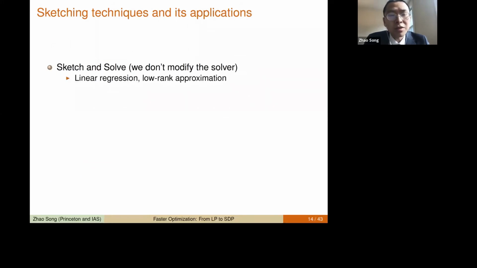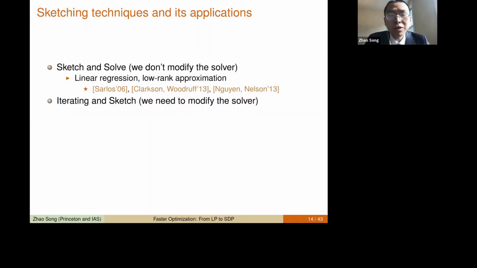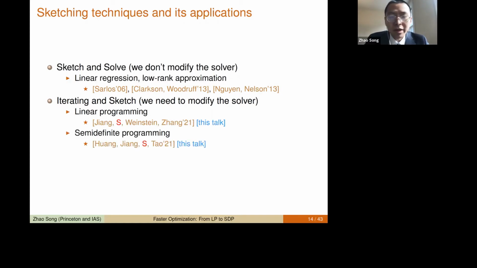So using the sketch and solve idea is enough for you to solve many very important questions, for example, linear regression and low rank approximation. And today I'm going to explain how to combine sketching and also slowly changing. And this time we need to actually modify the solver. And I will show you two results. One is linear programming, and the second one is about semi-definite programming.